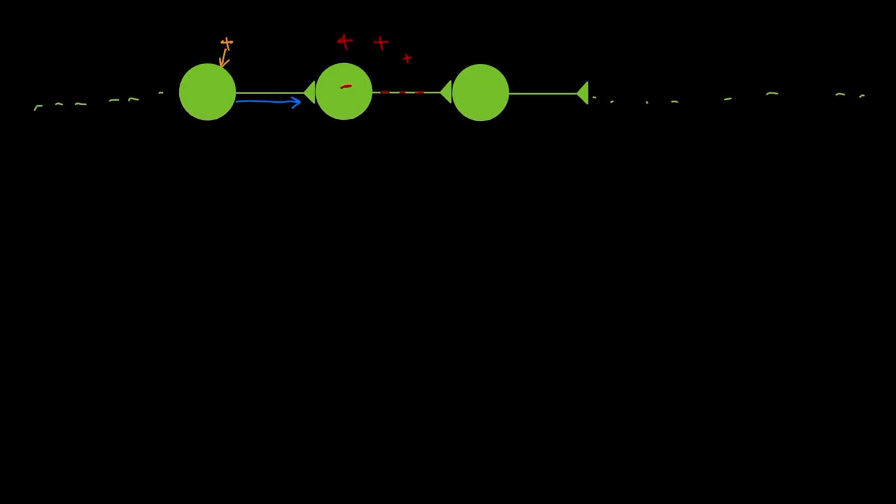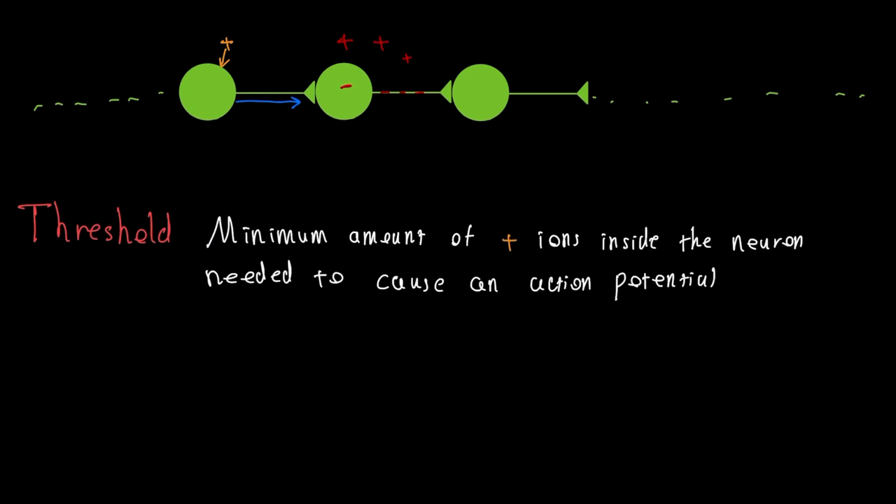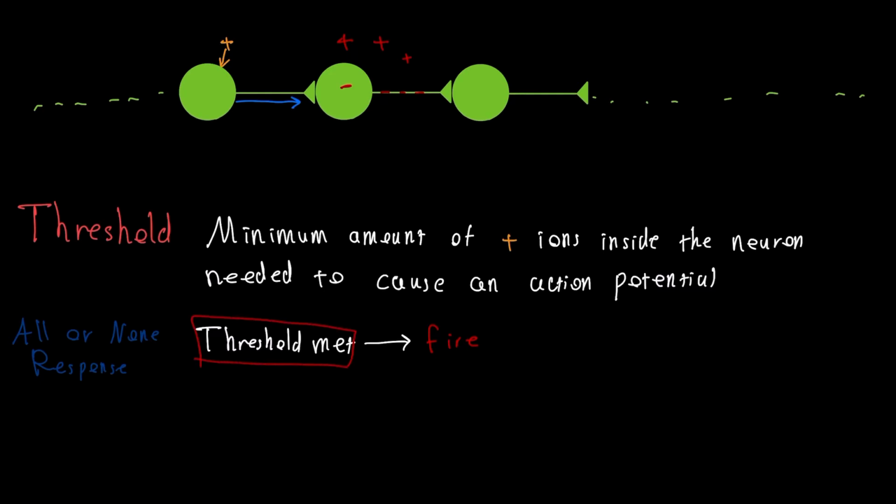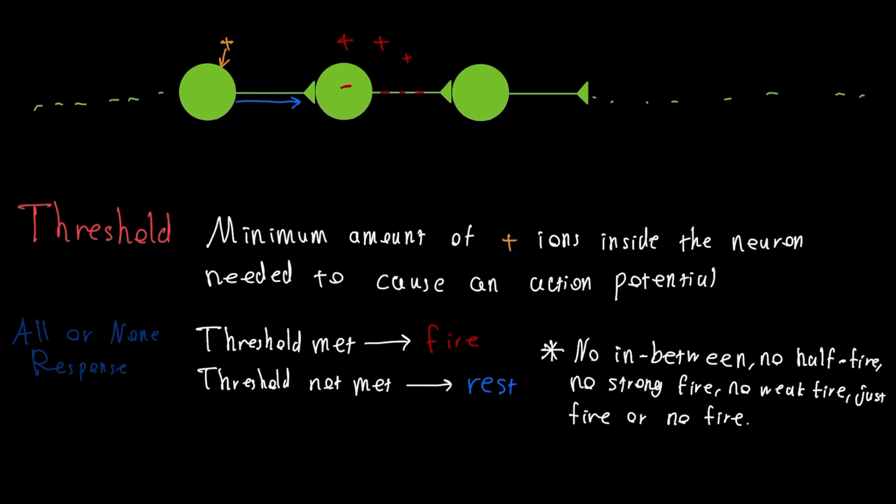So now to explain this all for you, here are a few more important concepts. There's a concept called threshold, where threshold is the minimum amount of positive ions that are needed inside the neuron to cause an action potential. And an all-or-none response means if the threshold for positive ions inside the neuron is met, then the neuron fires. If the threshold is not met, it rests. So there is no in-between. There's no half fire, no strong fire, no weak firing of a neuron. It's just firing or no firing.